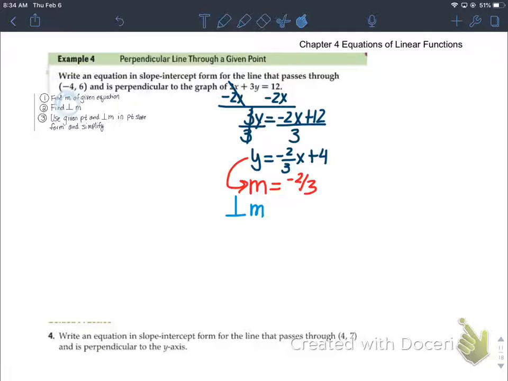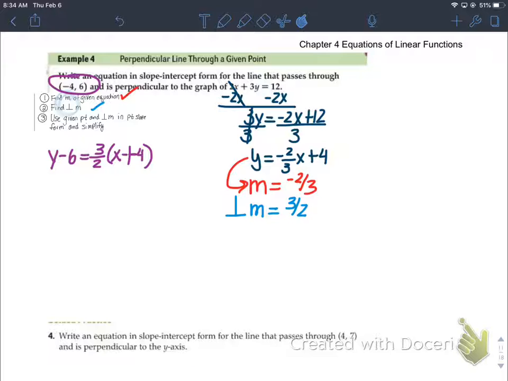So the slope they gave us here was a negative 2/3. Then the opposite, meaning going from a negative to positive or positive to negative, and the reciprocal, so taking the fraction and flipping it. The reciprocal opposite slope of this would be 3/2. I flipped the fraction and I wrote the opposite sign. So now I know the point they gave me over here was negative 4, 6. I know my slope, and I'm going to plug it into point slope form.